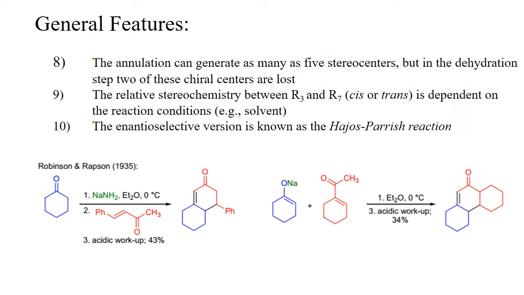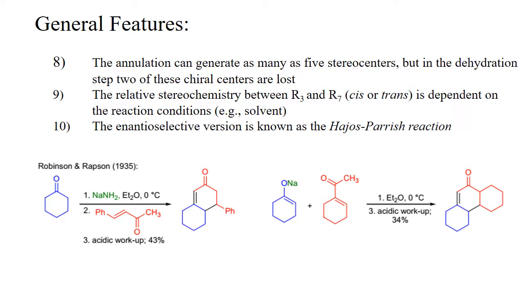So this reaction was discovered by Robinson and Rapson in 1935. See this one. This is the sodium enolate of cyclohexanone. The reactant is a cyclic ketone. It means the cyclic ketone is converted to the enolate, the sodium enolate. The alpha beta unsaturated compound, which is the Michael acceptor, is also a cyclic component.